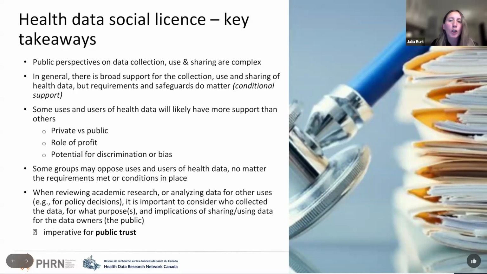So when looking at research that uses secondary data or links data, it is really important to consider who collected the data, for what purposes, and the implications for sharing and using the data for the data owners, who are the public. And this is really imperative for public trust, which is how we'll be able to get the most benefits out of the large amount of data that exists out there.